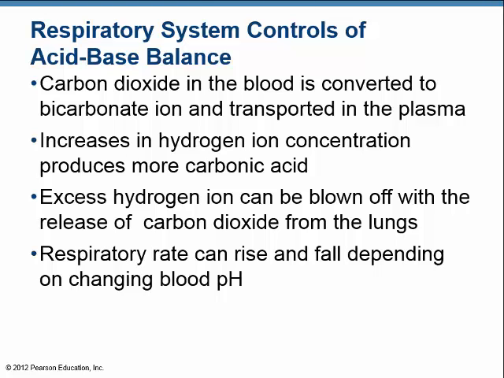Respiratory control of pH is by controlling carbon dioxide. Carbon dioxide produces an increase in hydrogen ion concentration through the production of carbonic acid. If you have excess hydrogen ions in the blood, you can hyperventilate to get rid of excess carbon dioxide, and this will reduce the pH of the blood.